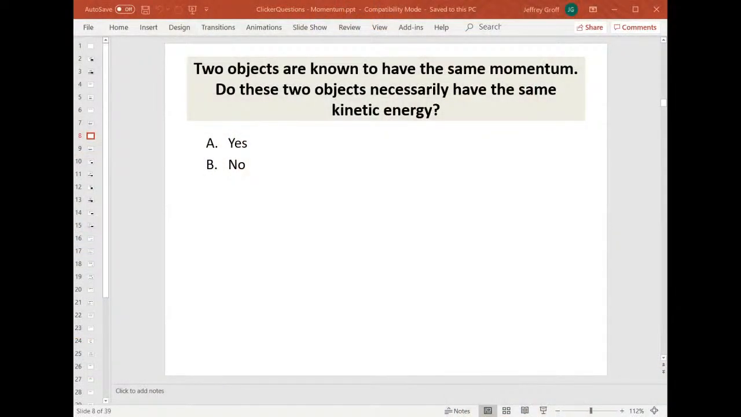Ooh, okay, so this is a similar question. Let me clear the responses here, and then here it comes. You ready? Boom. Two objects are known to have the same momentum. Do these two objects necessarily have the same kinetic energy? Two objects have the same momentum. Does that mean that they have the same kinetic energies? Magnitude. Magnitude here, people. Just magnitude. This isn't worded too well.